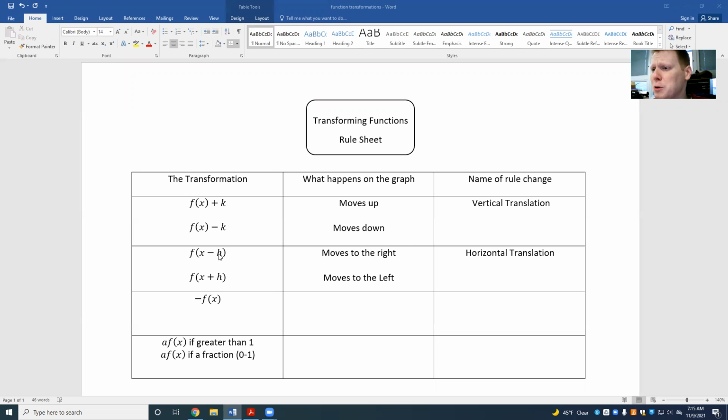One tip: if you see something on the inside of a function being modified, usually it's the opposite of what you would expect. So just be careful. And we represent this with an H. So a -H goes to the right, a +H actually goes to the left. So be careful about that. That's an easy thing to mix up because it's counterintuitive in my opinion.